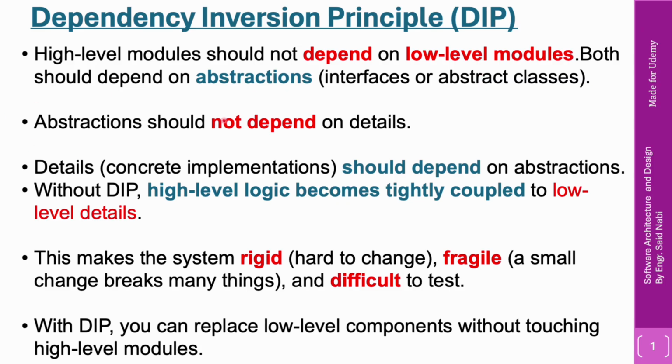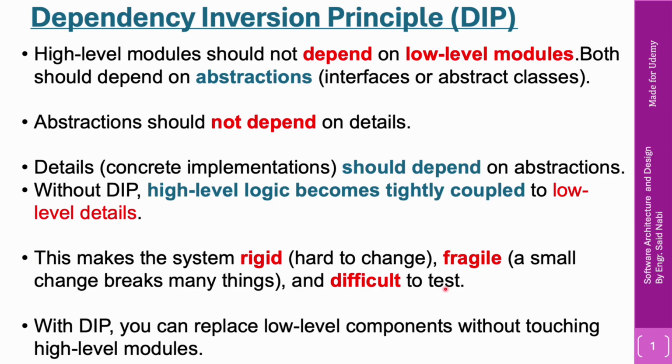So abstractions should not depend on details, and details like concrete implementations should depend on abstractions. Without incorporating the dependency inversion principle, the high level logic becomes tightly coupled to low level details. Just a moment ago I gave you an example of how the OrderProcessor is dependent on the payment method. Then the system can become very rigid, hard to change and fragile, a small change breaks many things, and the system becomes difficult to test.